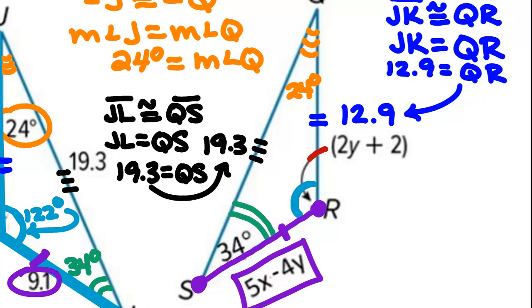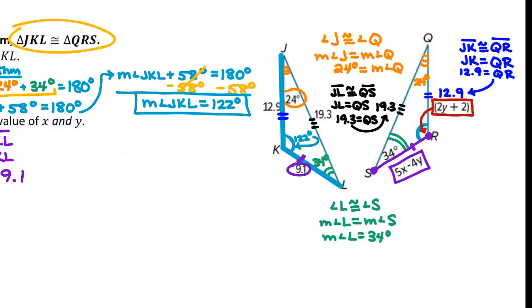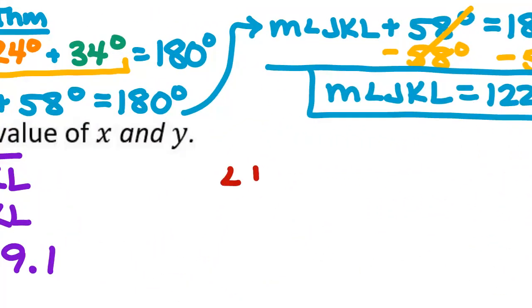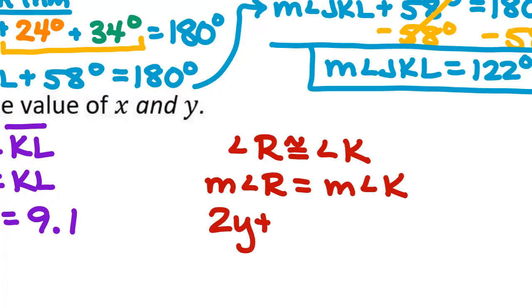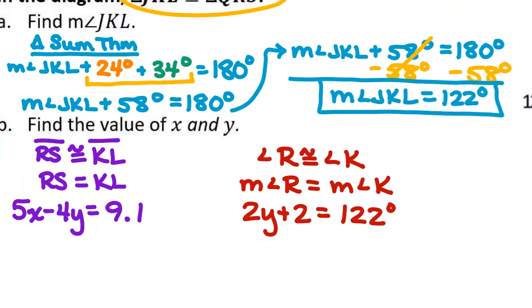Do you guys see that arrow that's pointing down here? This 2y plus 2 is pointing to angle R. And we know from our triangle congruent statement that angle R is congruent to what other angle? Angle K. Do we know how big angle K is? 122, that's what we just found up above. So I can do 2y plus 2, that's the measurement of angle R, is equal to 122 degrees. That's the measurement of angle K.